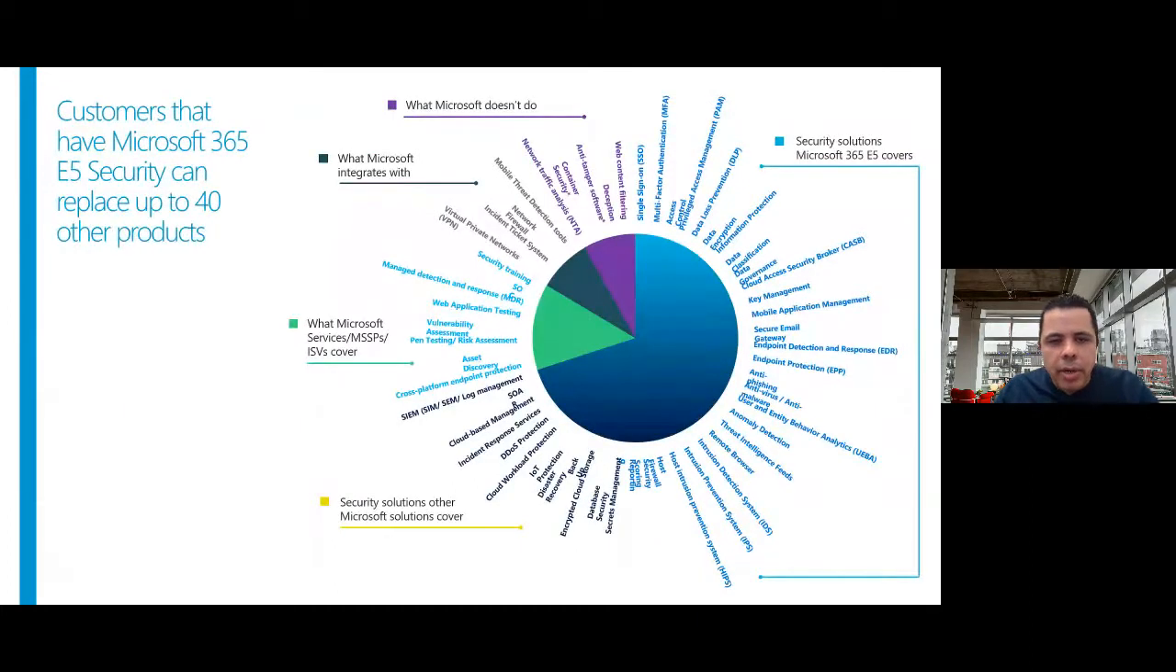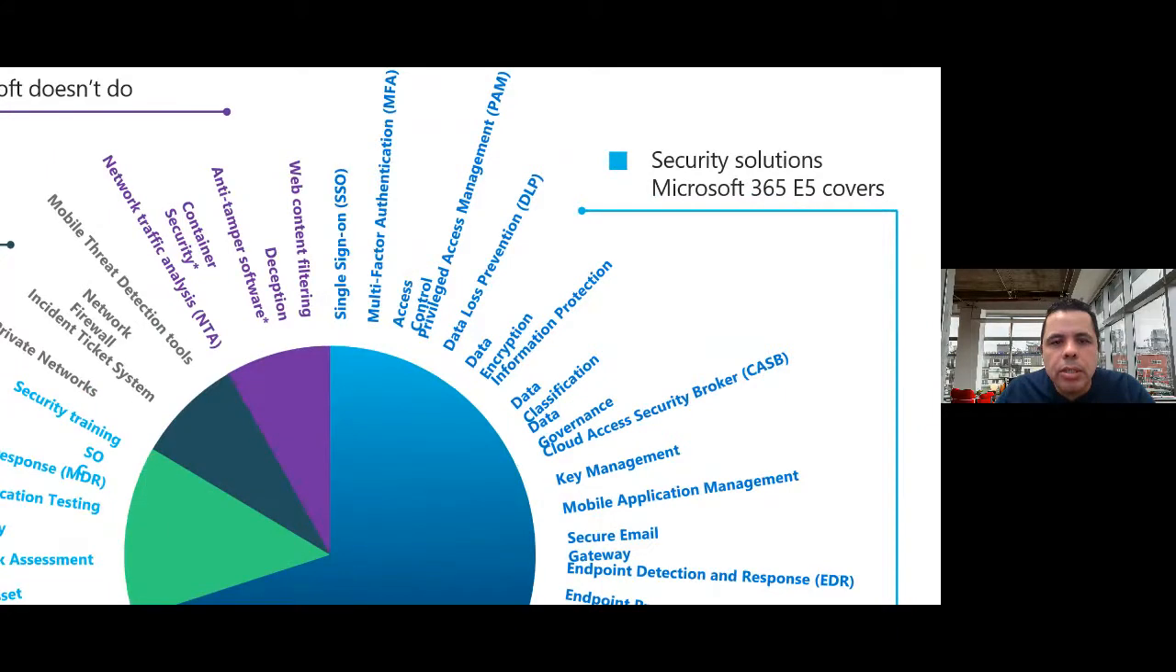This slide here, I saw actually a few months ago in a blog post, and it just really struck me. It was kind of the impetus for doing this presentation, because essentially the speaker was showing how Microsoft 365 E5 in particular can help replace up to 26 other vendors or 40 different products, depending on how you look at it. I'm just going to zoom in here on this area. So these are the security solutions that Microsoft 365 E5 covers.